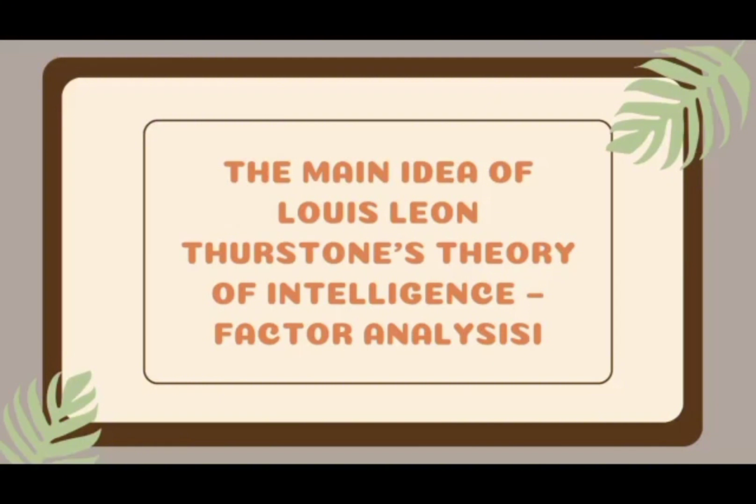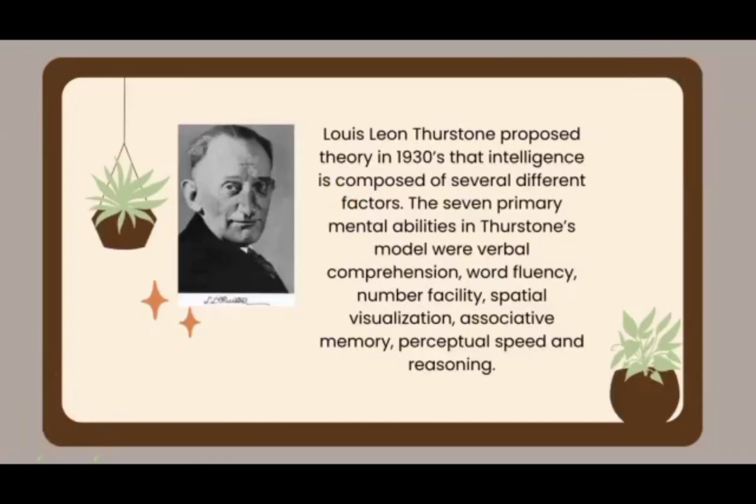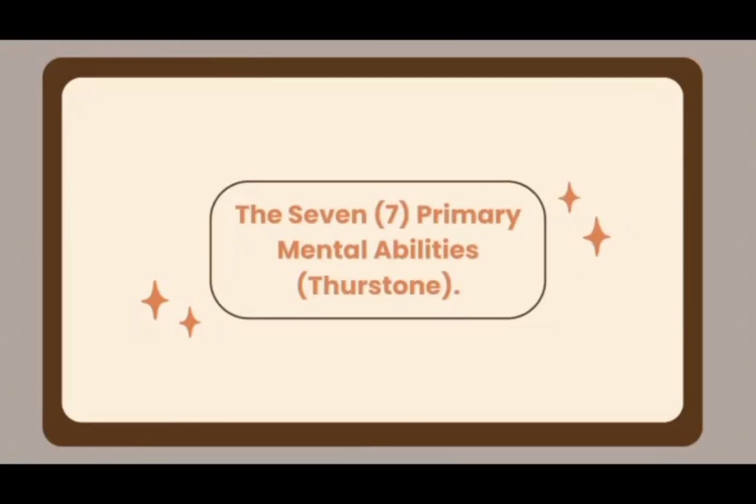The next topic is all about the main idea of Louis Leon Thurstone's theory of intelligence, factor analysis. Louis Leon Thurstone proposed a theory in the 1930s that intelligence is composed of several different factors. The 7 primary mental abilities in Thurstone's model were verbal comprehension, word fluency, number facility, spatial visualization, associative memory, perceptual speed, and reasoning. So these are the 7 primary mental abilities of Thurstone.